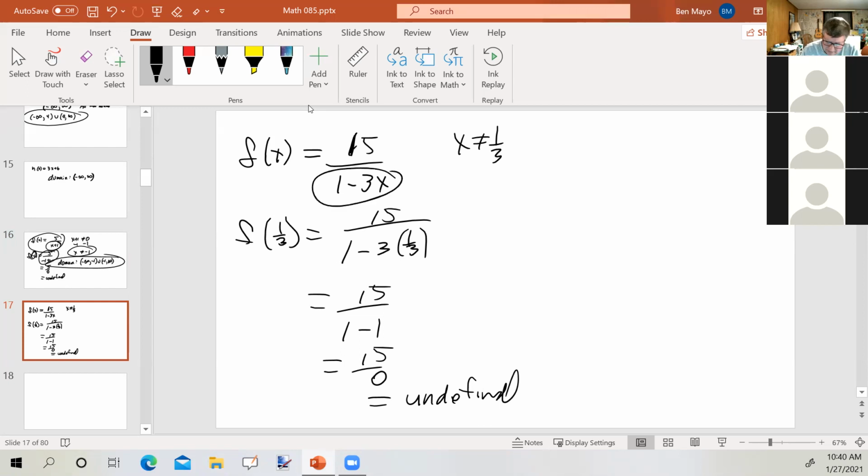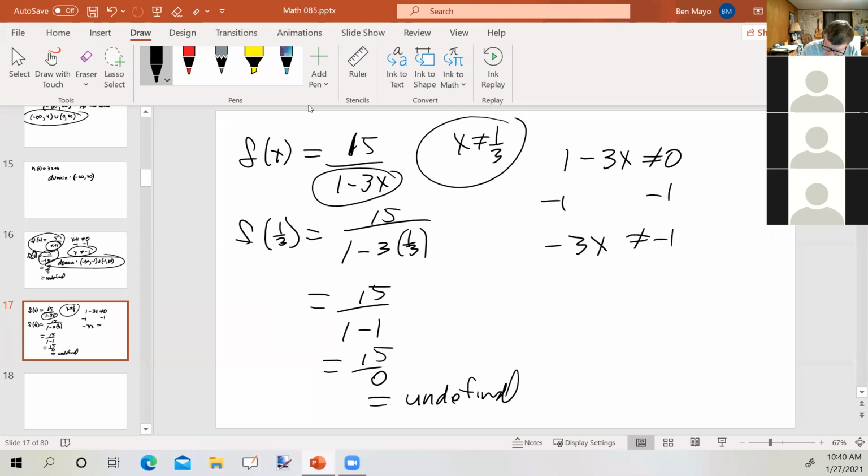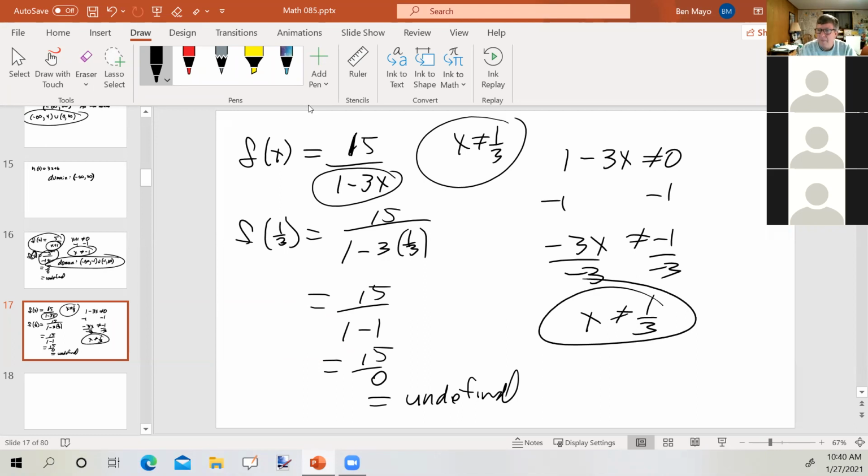Well, if you can't just look at that and see that, how would you come up with that? Well, if you said 1 minus 3x, the denominator can't equal 0, okay? So subtracting 1, negative 3x can't equal negative 1, divide by negative 3, x can't equal 1/3. If you can't just look at it and see it, this is how you'd come up with that. Is that making any sense? Yeah. Okay. And how would you say that in interval notation? Negative infinity up to, but not including 1/3, not including 1/3 up to infinity.